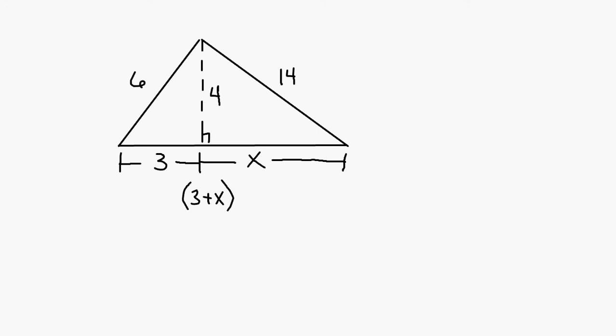So your perimeter would be equal to the 6 plus the 14 plus the 3 plus x, which is the sum of the 3 sides. So 6 plus 14 is 20, plus 3 is 23, plus x would be the perimeter.